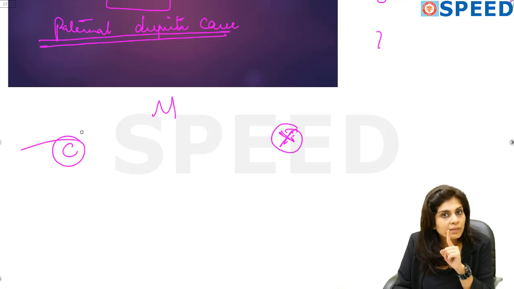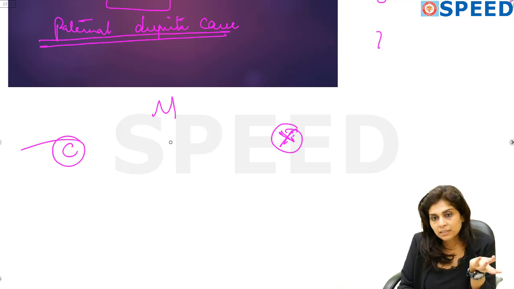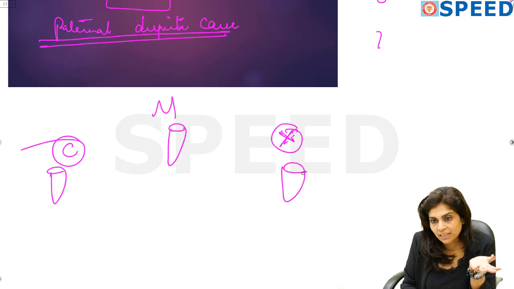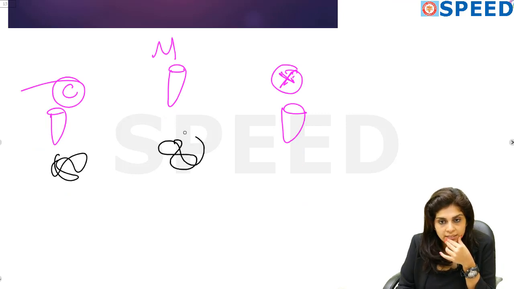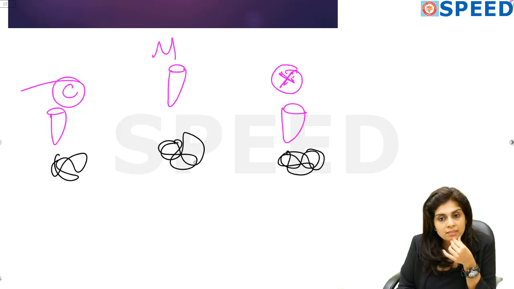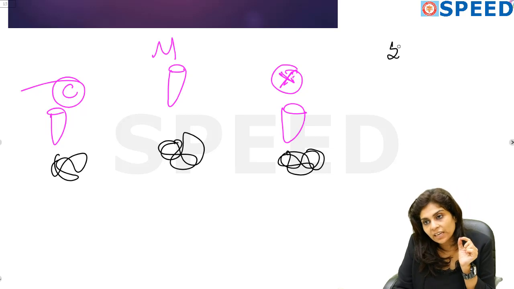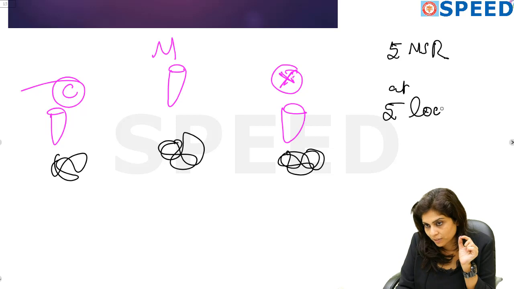The first step will always be to get a sample from all three of them. So I'm going to get a blood sample. First step is I get blood sample from the mother, from the child and the suspected father. From all three samples, I've extracted DNA. Now, in all these three DNA samples, I'm going to check at least 5 microsatellite repeats at 5 loci each.